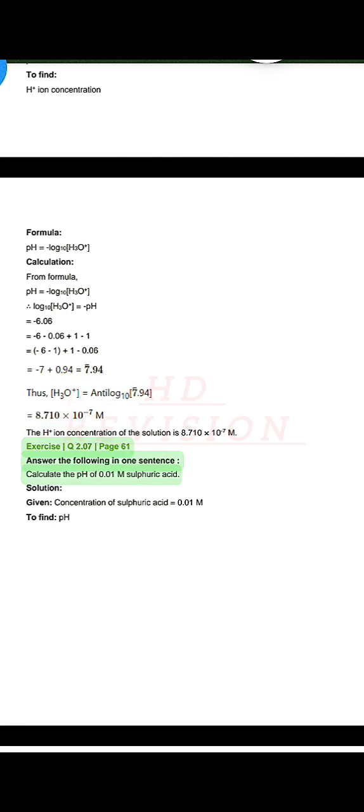Exercise Q2.07 page 61. Answer the following in one sentence. Calculate the pH of 0.01 M sulfuric acid.